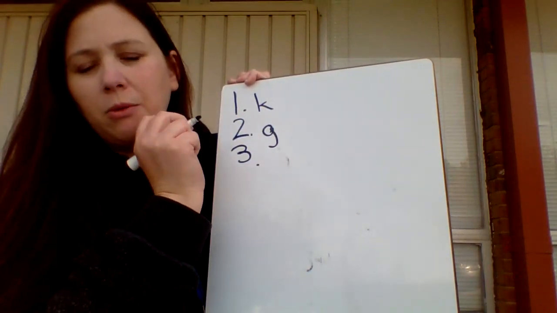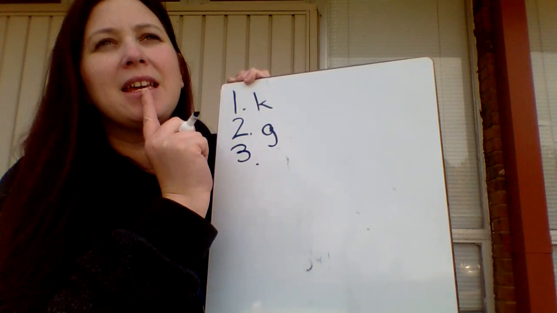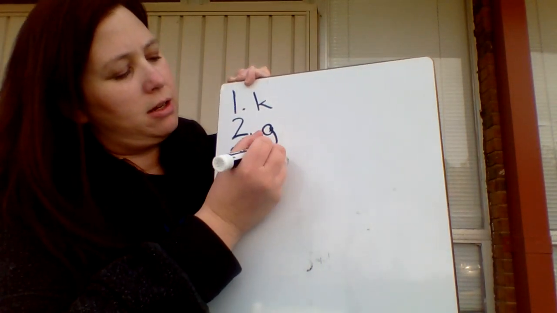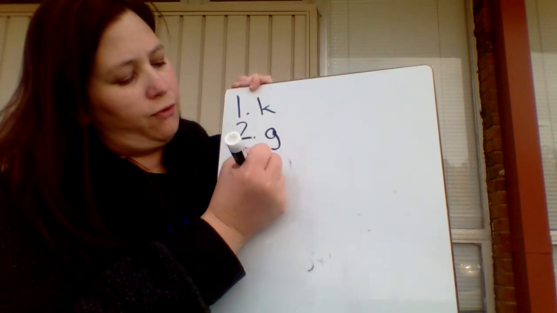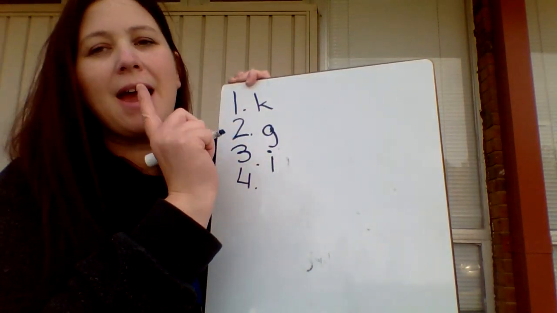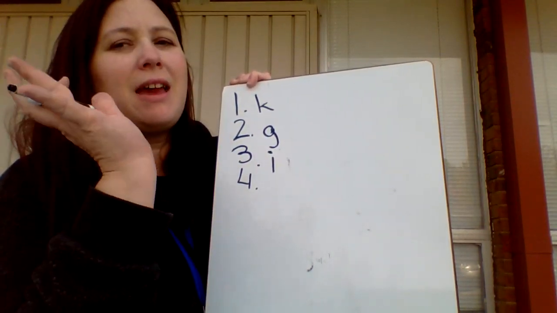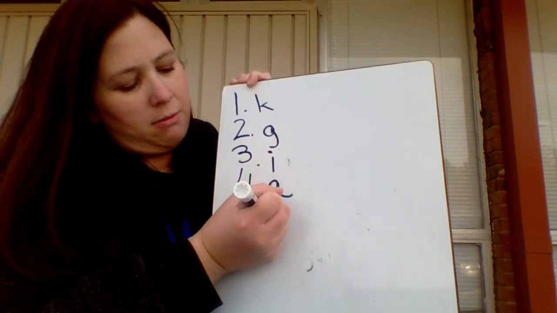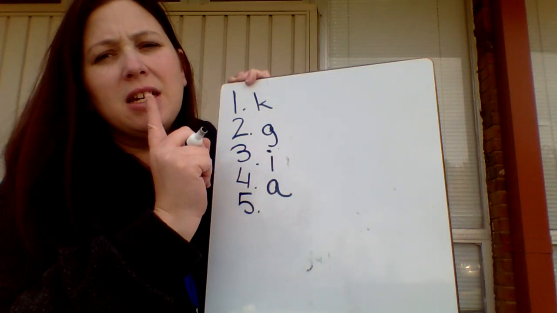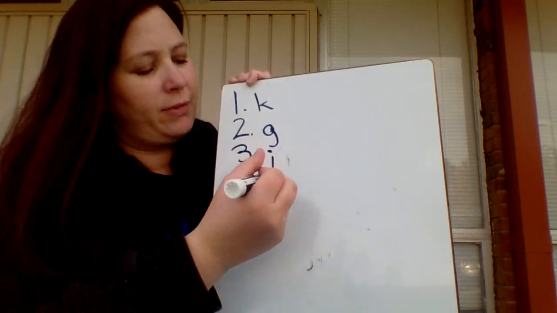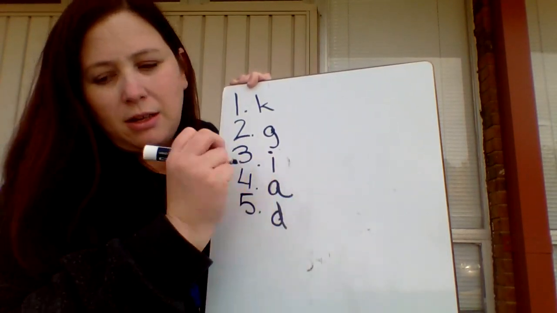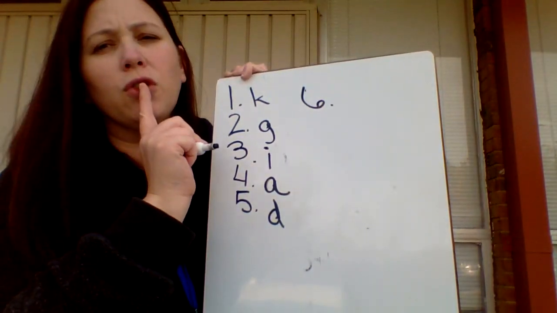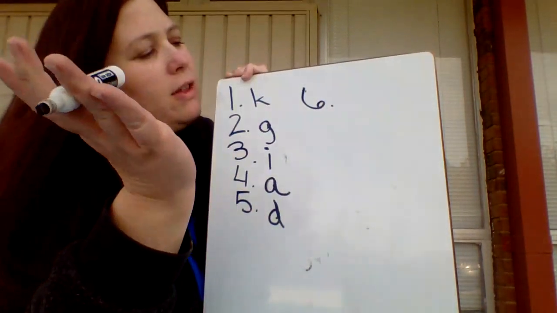Number 3, we have I. So write down the I. Number 4, we have A. That's A. Let's write down our A. Number 5 is D. And number 6 we're going to bring up here is R. Write down R.